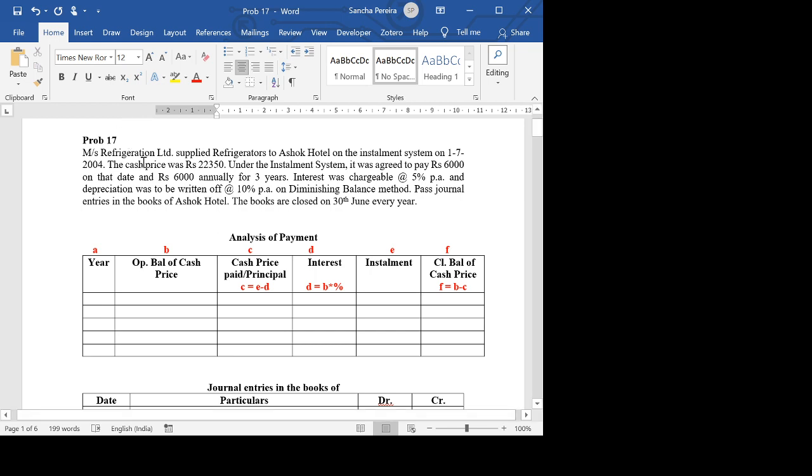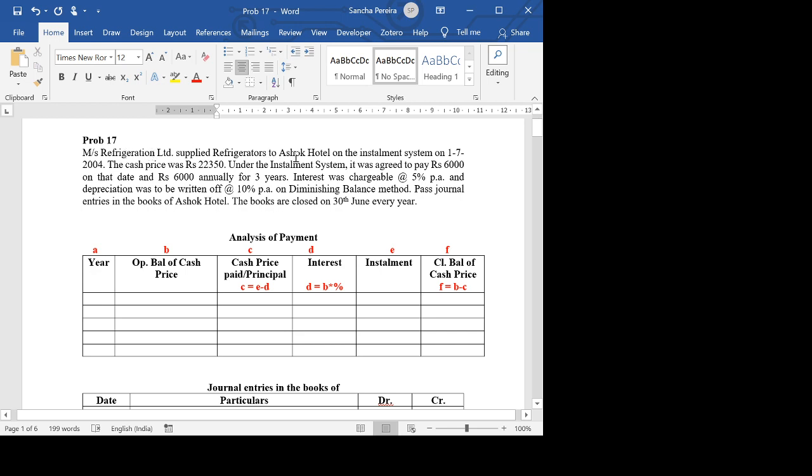So I want you all to identify who's the buyer and who's the seller here. Quick, quick. Turn on your audio if you don't want to type. Who's the buyer and who's the seller? Ashok Hotel is the buyer. Yes, very good. Ashok Hotel is the buyer and Refrigeration Limited is the seller.